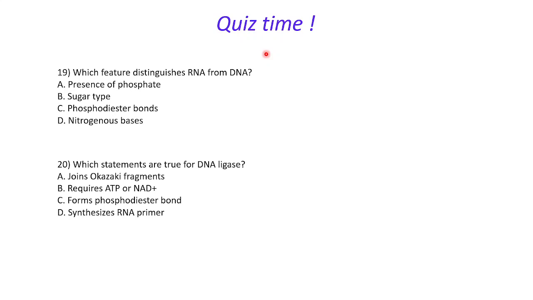The last two questions. Which feature distinguishes RNA from DNA? Presence of phosphate, sugar type, phosphodiester bonds, nitrogenous bases. I have got B as an answer. This is a very interesting question as well. Which feature distinguishes RNA and DNA?